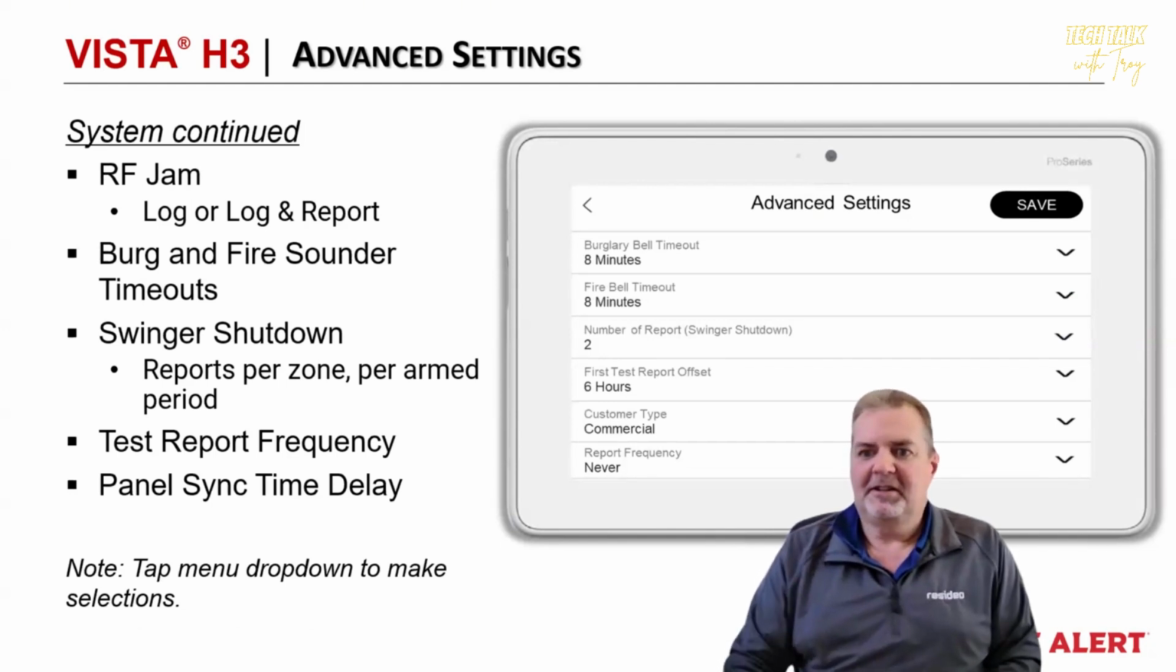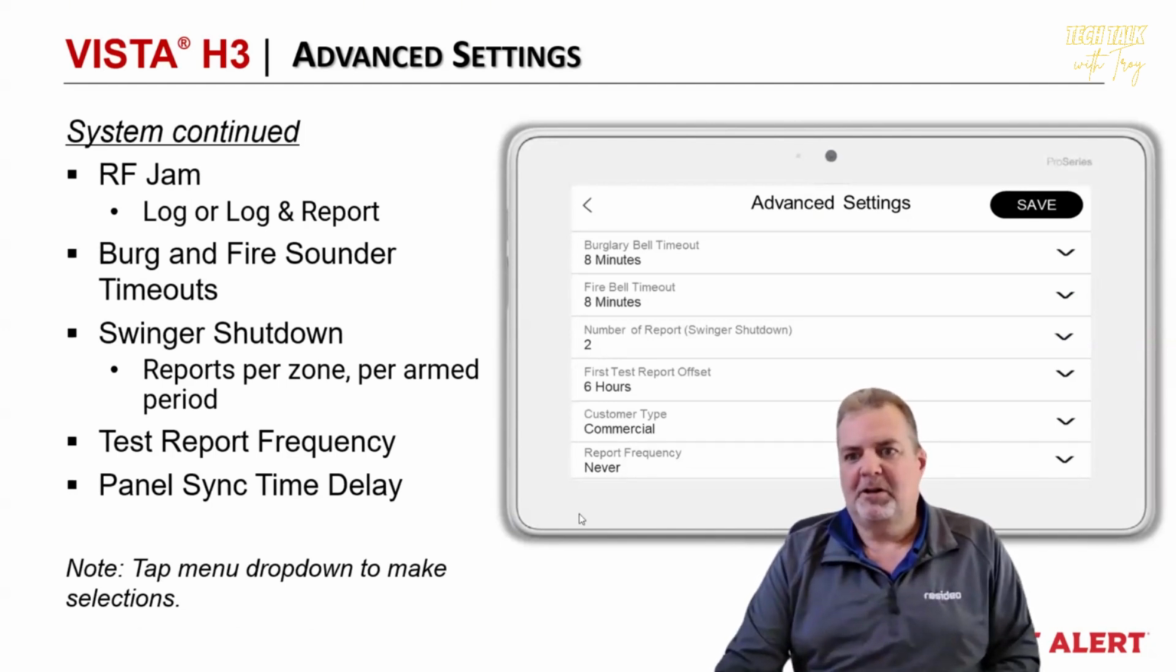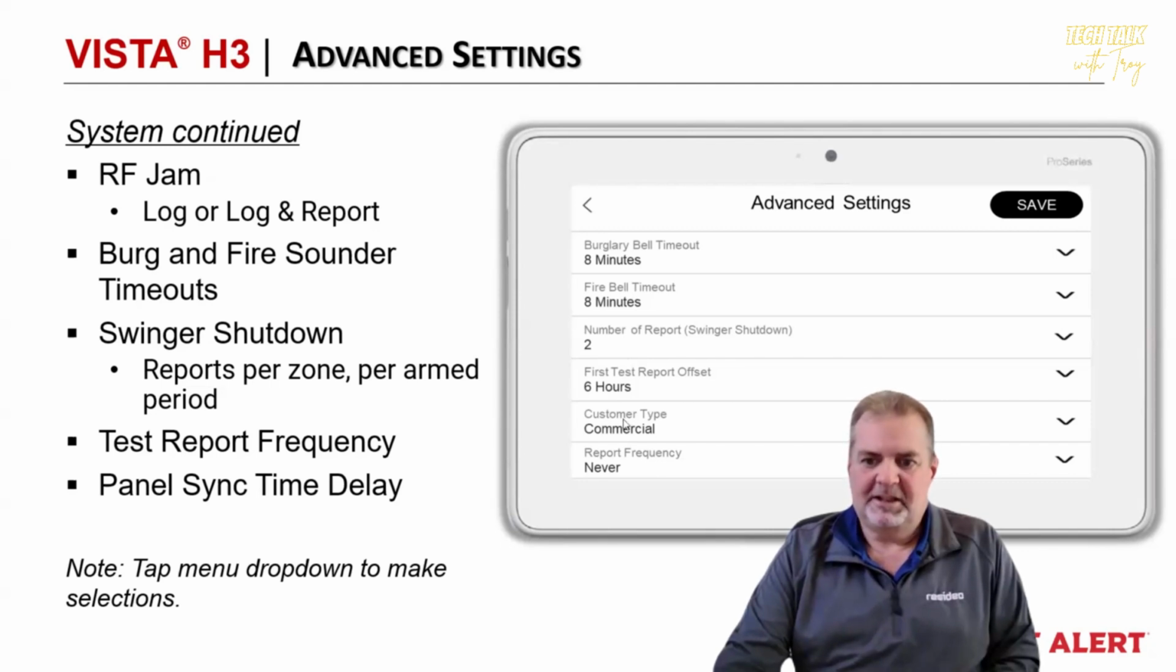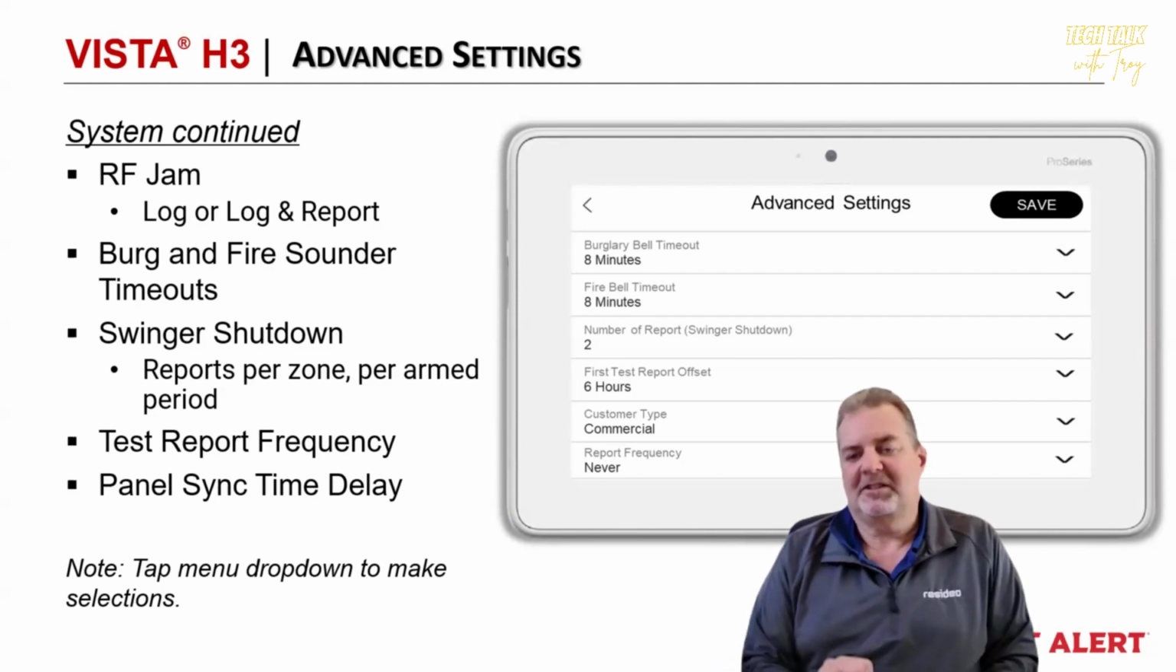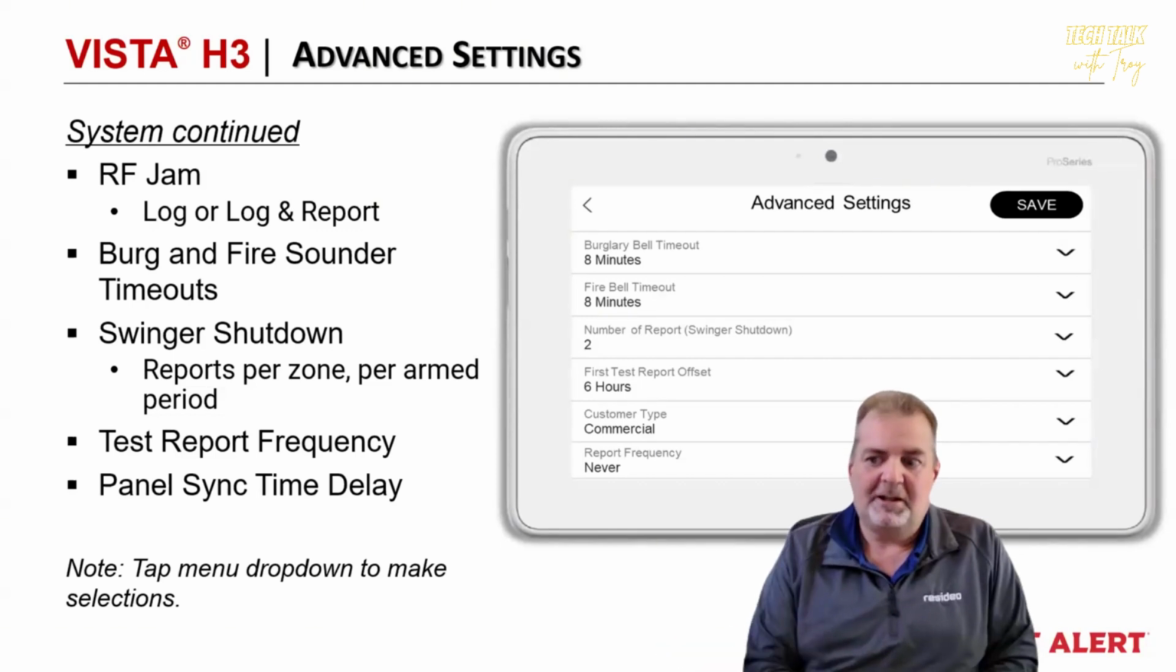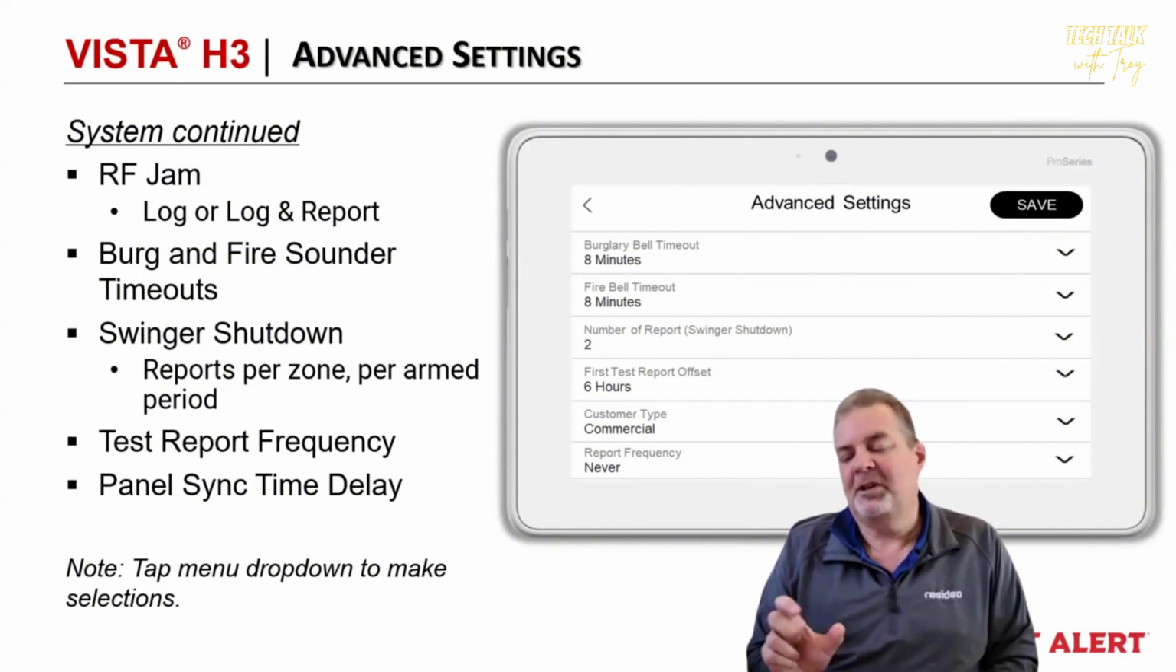Okay, as we continue down the list, we see that we've got our Bell and Fire Bell timeouts. We have swinger suppression, and we have an option for customer type. Customer type changes. This is an option that's set when you initially set up the panel in AlarmNet 360, but you also have the option here. If you change this to a commercial panel type, what this does is it gets rid of the home button and the stay button.